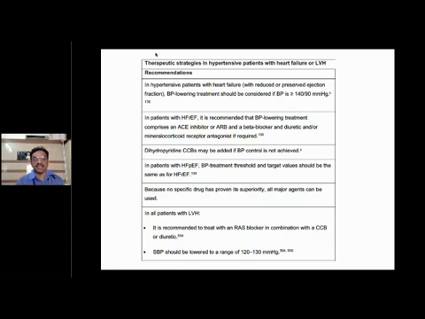In patients with LVH, again, the same thing applies. RAS in combination with CCB and/or diuretic. And again, the systolic blood pressure should be lowered below 130 in patients with hypertension with LVH.